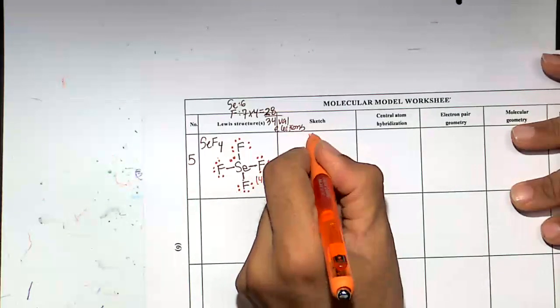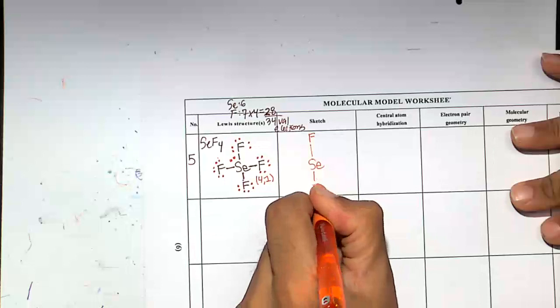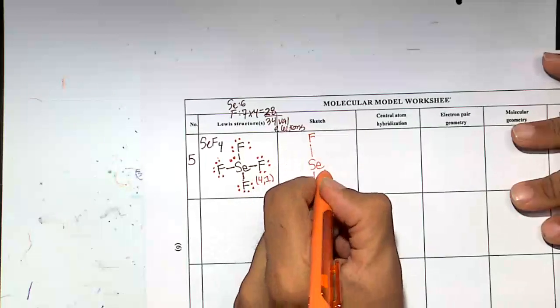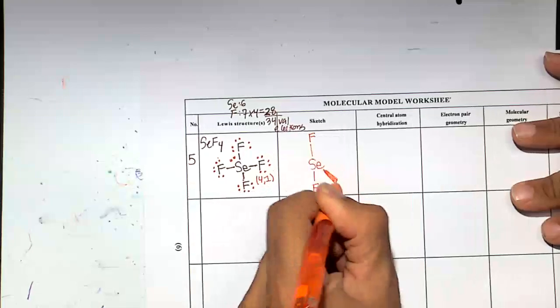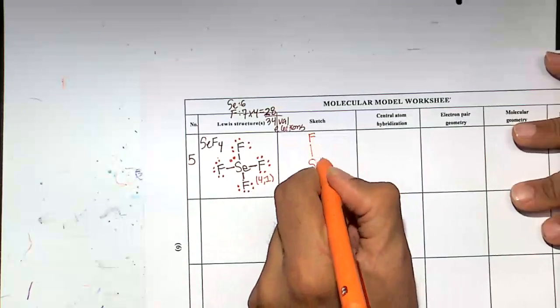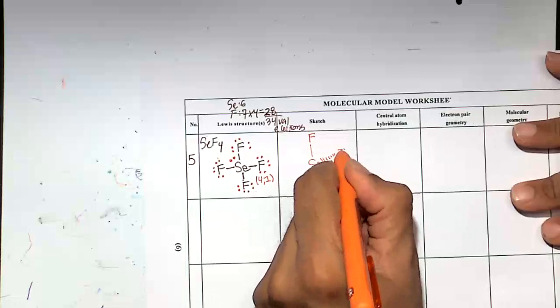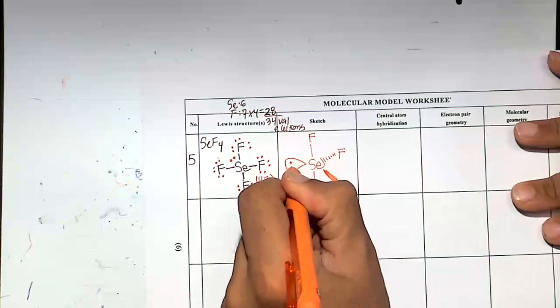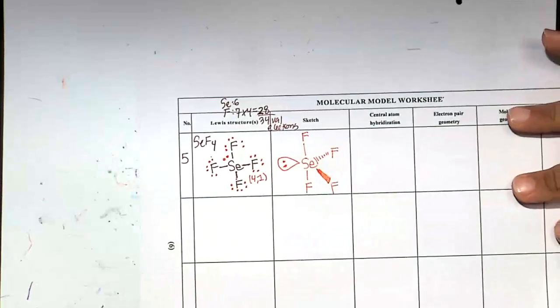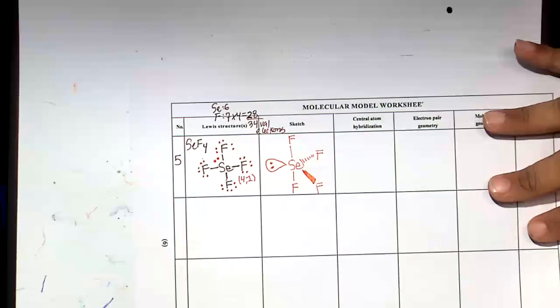Okay, so 1 fluorine up, 1 fluorine down, 1 fluorine coming towards you, 1 fluorine going back away from us, and then 1 lone pair. Usually they put these electrons in what are called lobes, and 1 lone pair like that.